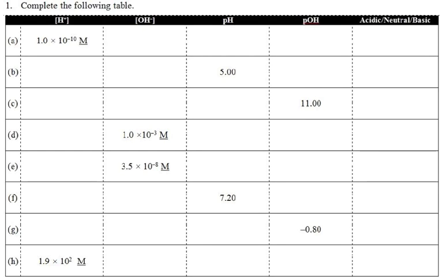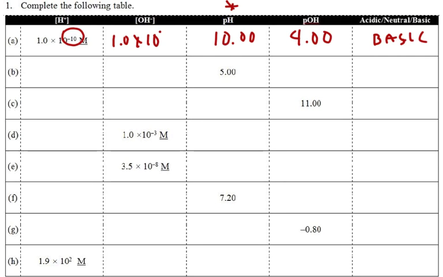So the first thing we'd look at is, the H plus is 1 times 10 to the minus 10, so the pH must be 10. And we're going to write that as 10.00. Now, if we know the pH, then we can say that this is basic. Anything larger than 7 is basic. If we know the pH is 10, we know the pH and pOH add up to 14, so the pOH must be 4. And therefore the OH minus concentration must be 1 times 10 to the negative 4. So we just do all that in our head.